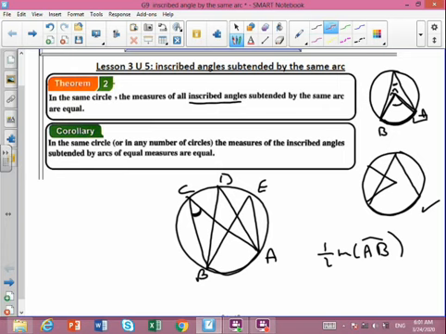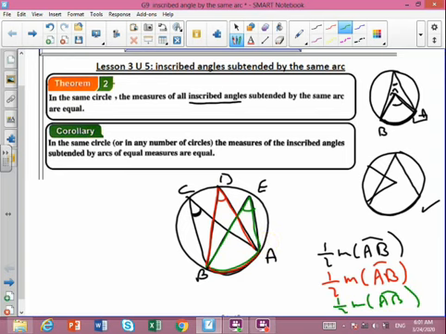If I want to get the measure of angle D, this is the arc of the inscribed angle, this is the angle, so it is also equal to half the measure of arc AB. And the last one, for example, measure of angle E, this is the angle, and this is the arc, so it is equal to half the measure of arc AB. So all of them equal half the measure of arc AB. So measure of angle C equals measure of angle D equals measure of angle E.